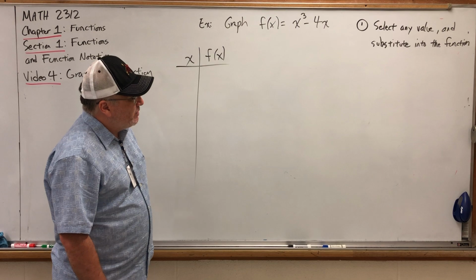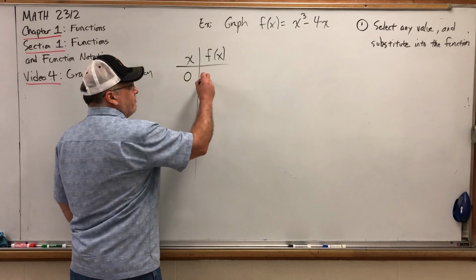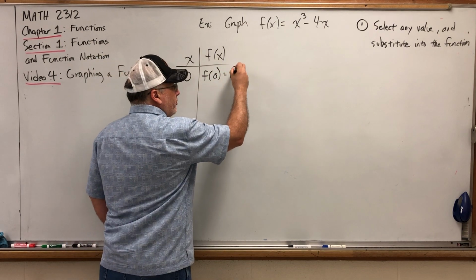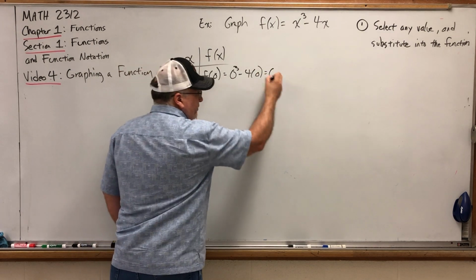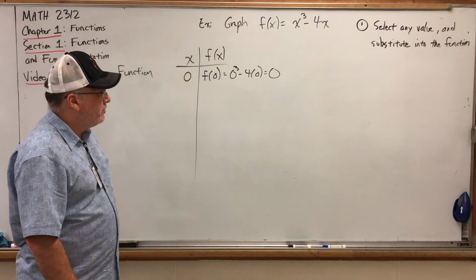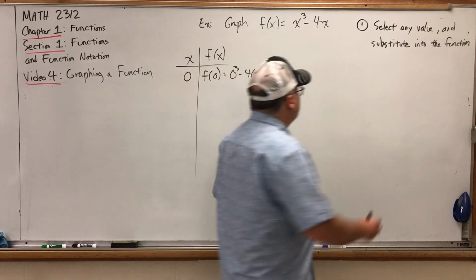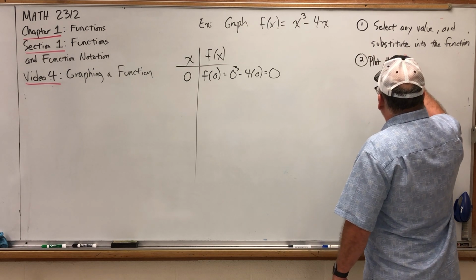Then pick a value and substitute it into the function. Let's start simple. Let's substitute 0. If we put 0 into the function, we'll get 0 to the 3rd power minus 4 times 0, and without much to do, it comes out to be 0. What that gives us is an ordered pair. So, step 2. Plot the resulting ordered pair.